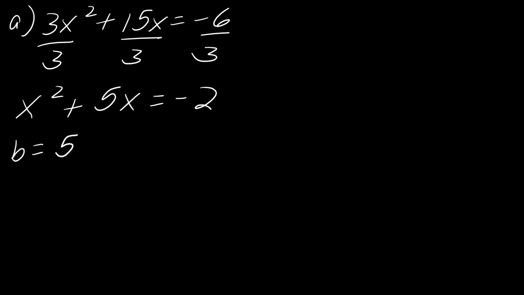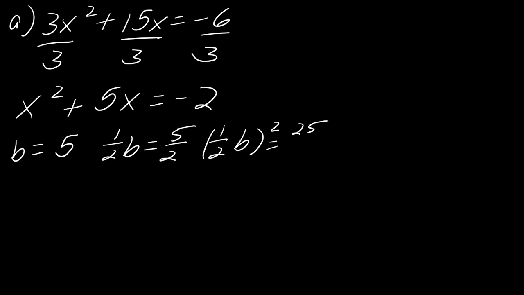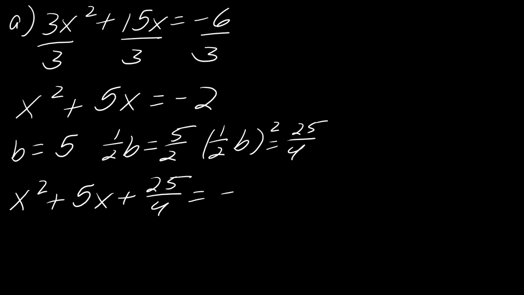So my b will be 5, my half b, so we talked about leaving this in fractional form, so that'll be 5 over 2. And then my half b squared is going to be 25 over 4. So we just square the top and the bottom. So this becomes x squared plus 5x plus 25 over 4 equals negative 2 plus 25 over 4.